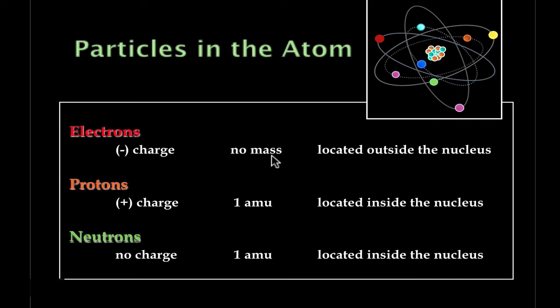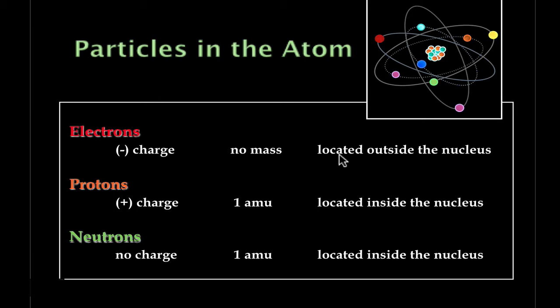As far as mass goes, what makes up the mass of an atom are protons and neutrons. They have 1 AMU, 1 atomic mass unit each. It says no mass for electrons. Obviously, if it had no mass, it wouldn't exist, so that's not completely accurate. I'll show you another thing here in a second that shows you the actual mass.